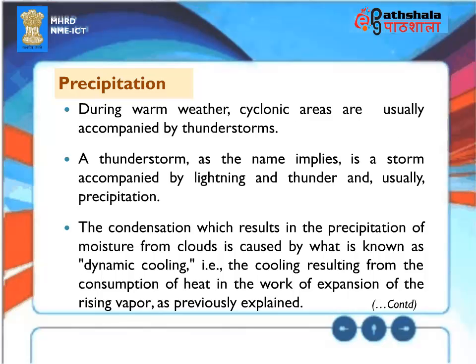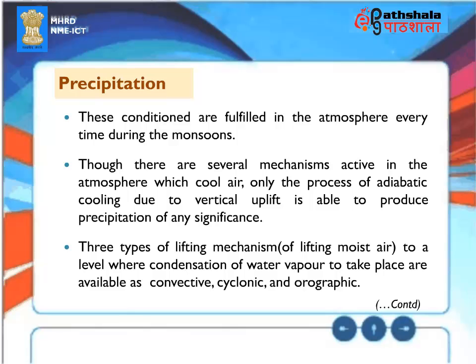During warm weather, cyclonic areas are usually accompanied by thunderstorms. A thunderstorm, as the name implies, is a storm accompanied by lightning and thunder, and usually precipitation. The condensation which results in the precipitation of moisture from clouds is caused by what is known as dynamic cooling, that is, the cooling resulting from the consumption of heat in the work of expansion of the rising vapor, as previously explained. These conditions are fulfilled in the atmosphere every time during the monsoons.